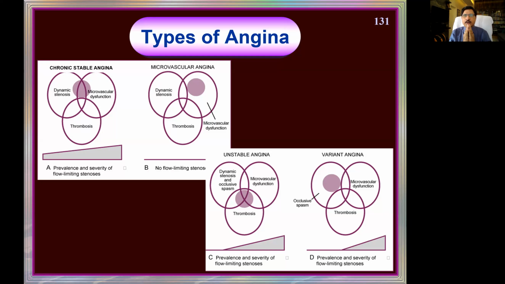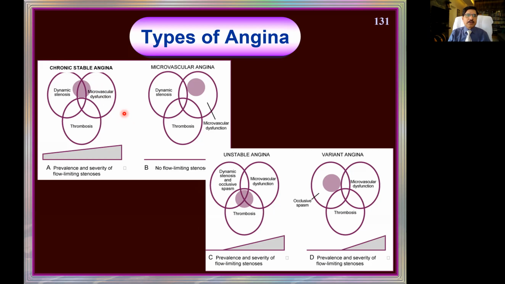So we have what is called chronic stable angina. We have microvascular angina. We have unstable angina. And we have variant angina. Okay, 4 varieties. Now, what is chronic stable angina? A person doesn't have chest pain at rest, but the chest pain is precipitated on exertion and relieved by rest, and lasts for a few minutes, a few seconds to a few minutes. The moment he takes rest, it's gone. What is it due to?